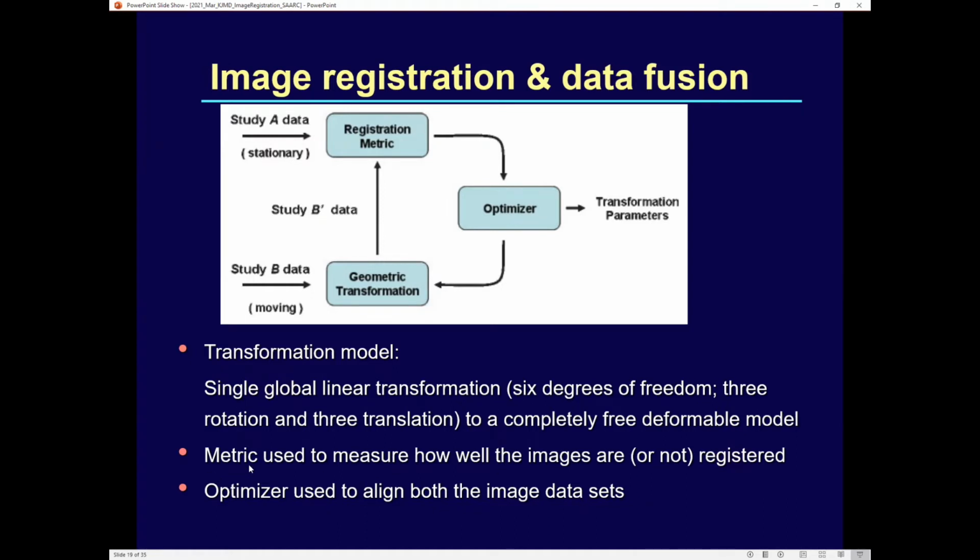So the second component is the metric used, and this shows how well the images are registered. The third component is the optimizer, an optimization scheme used to bring the imaging data into alignment. It is worth mentioning that these general components, the transformation model, which defines the degrees of freedom or the parameters, the metric or the cost function used to measure the worth of the registration, and the optimization engine used to reach the final solution, are completely analogous to the components required in the inverse planning of IMRT, which we do.